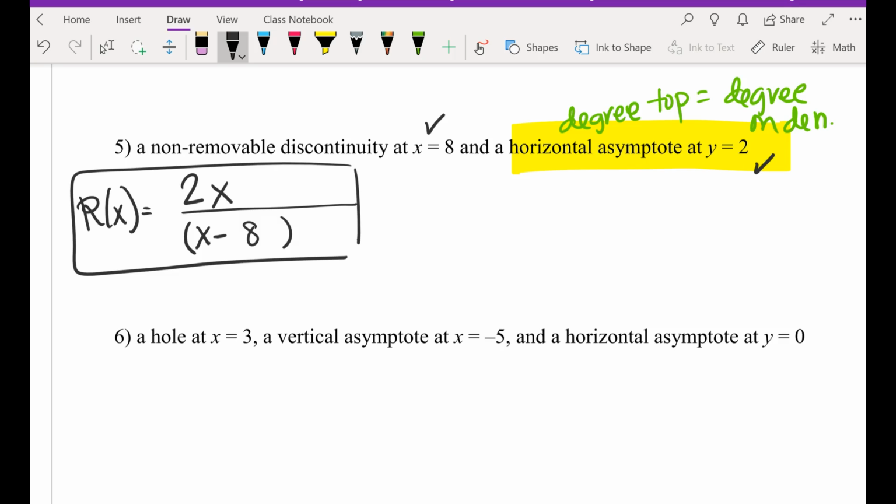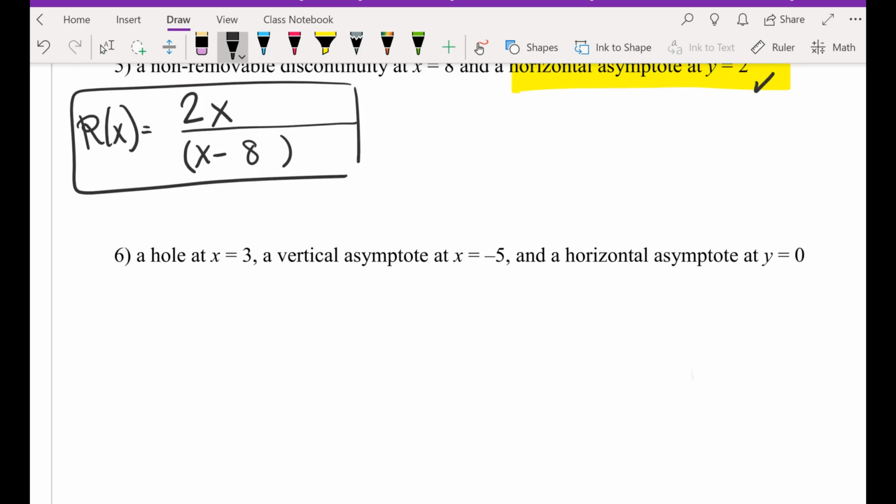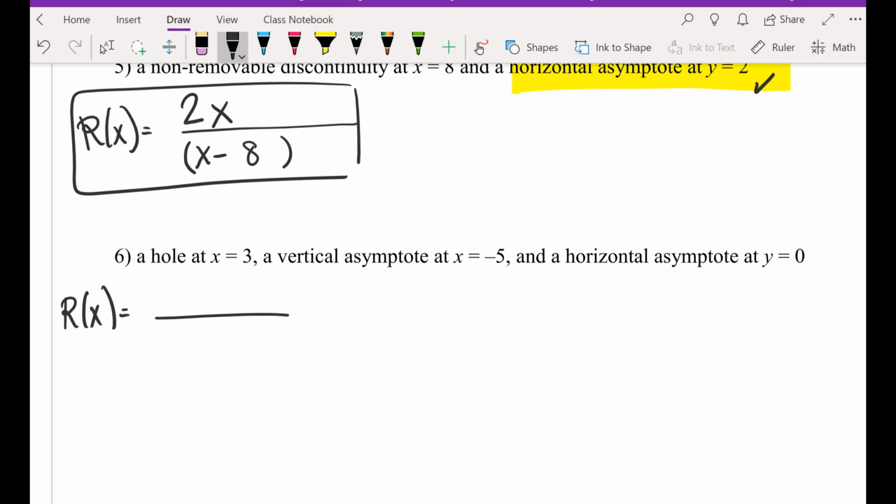Brooke, can you read number 6 for us, please? A hole at x equals 3, a vertical asymptote at x equals -5, and a horizontal asymptote at y equals 0. There's a lot going on here. What do we start out with? Emma H, what do you want to start out with? A fraction. A fraction is right. Okay. A hole, that means what? Removable or non-removable? That means the top and the bottom should be exactly the same.